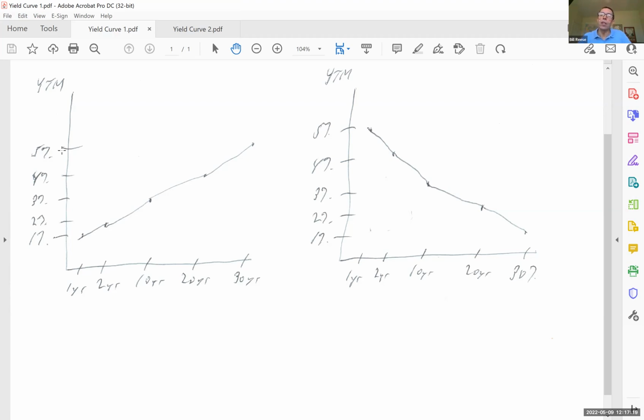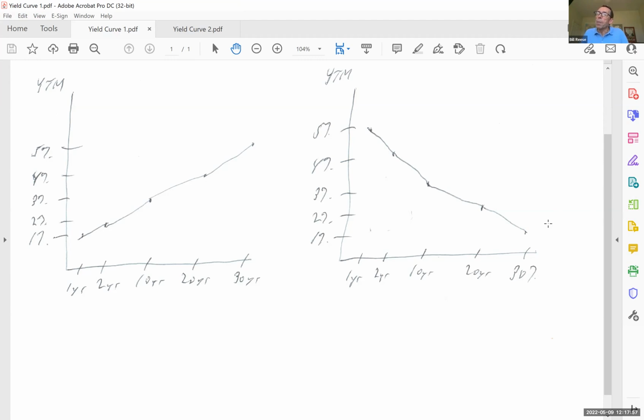Now, suppose we see a downward sloping yield curve. If we see a downward sloping yield curve, that's telling us in this example that investors are expecting short-term rates to average 1% over the next 30 years. But guess what? Short-term rates are right now 5%. So if the 1-year rate is right now 5%, but investors are expecting it to average 1% over the next 30 years, that must mean that investors are expecting short-term rates to be going down.